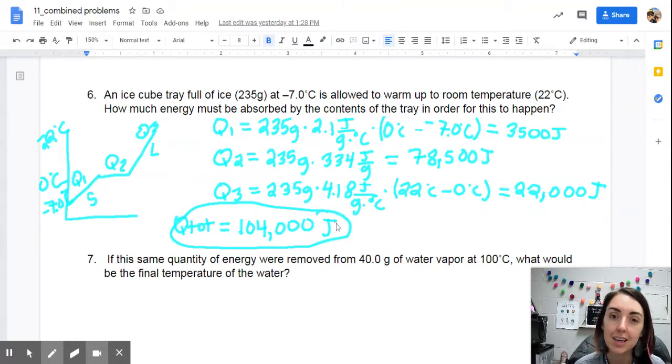Q3, I use my specific heat capacity of liquid water because it's melted. Now it's liquid water, I need a different specific heat capacity. And again, 2 sig figs on that one from the temperature, so 22,000 joules.